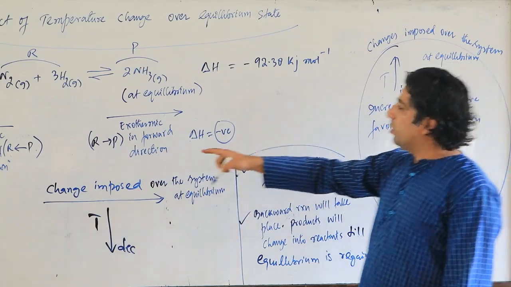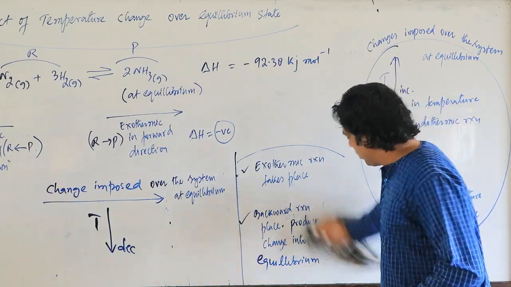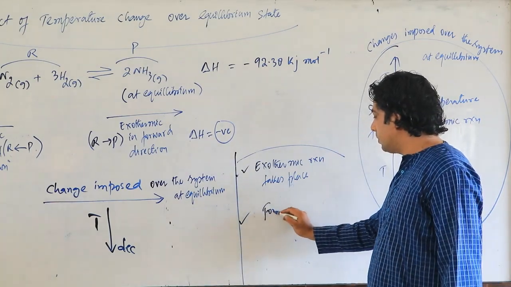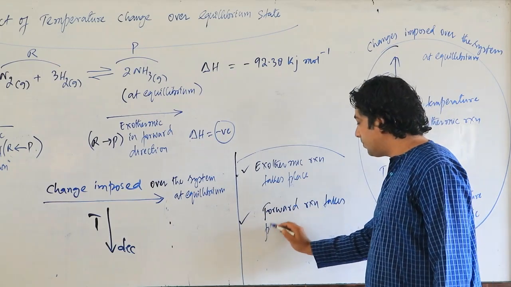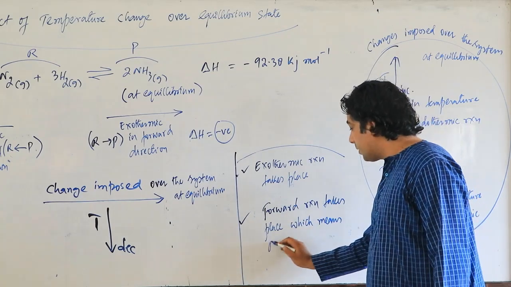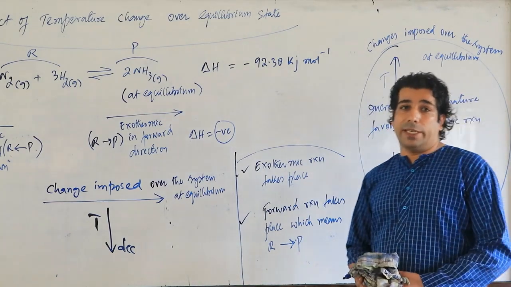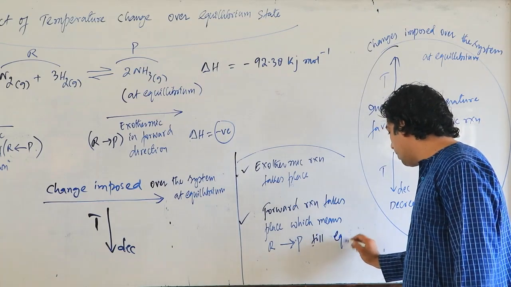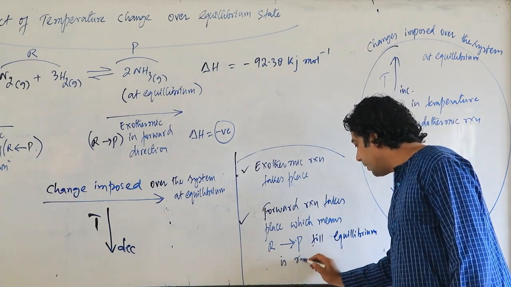And tell me, what is the exothermic reaction? Backward is endothermic, forward is exothermic. That means forward reaction will take place here. So my dear friends, forward reaction takes place, which means reactants will change into products, my dear friends, till equilibrium is regained.